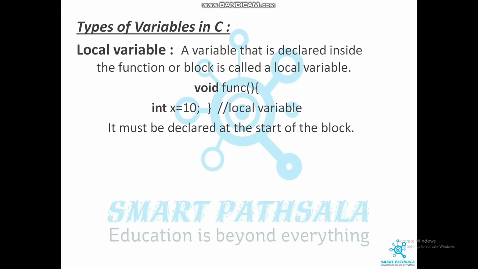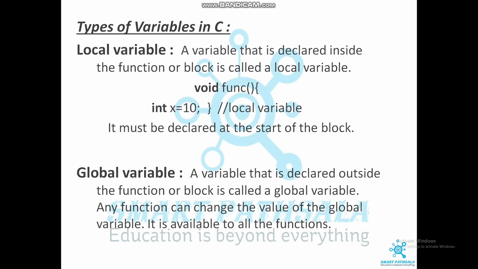Now the next one is the global variable. A variable that is declared outside the function or block is called a global variable. Any function can change the value of a global variable. It is available to all the functions.